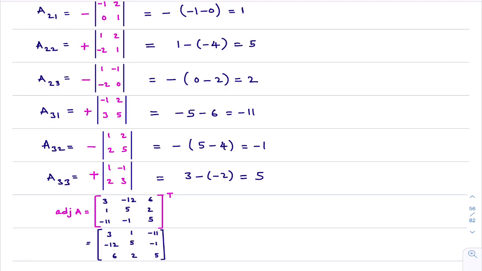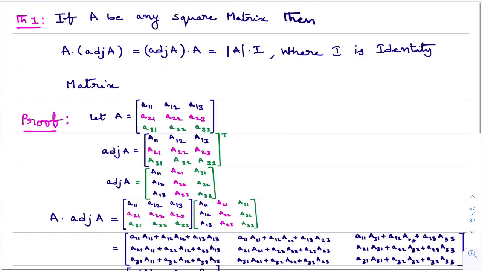Okay, now a very important theorem in this exercise. We use this result very frequently while doing objective bits. You see here, if A is a square matrix, then A into adjoint A equals adjoint A into A equals det A into I, where I is the identity matrix. Okay, now we need to prove this result.